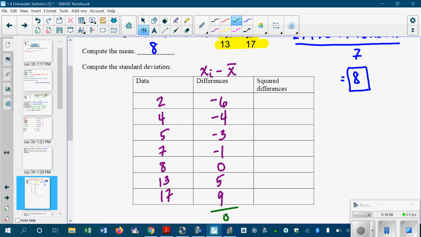Okay, the next column is squared differences. So you're going to take the differences in the previous column and take them to the second power. So for instance, -6 times -6 is +36. And you go down the column and square each of those.